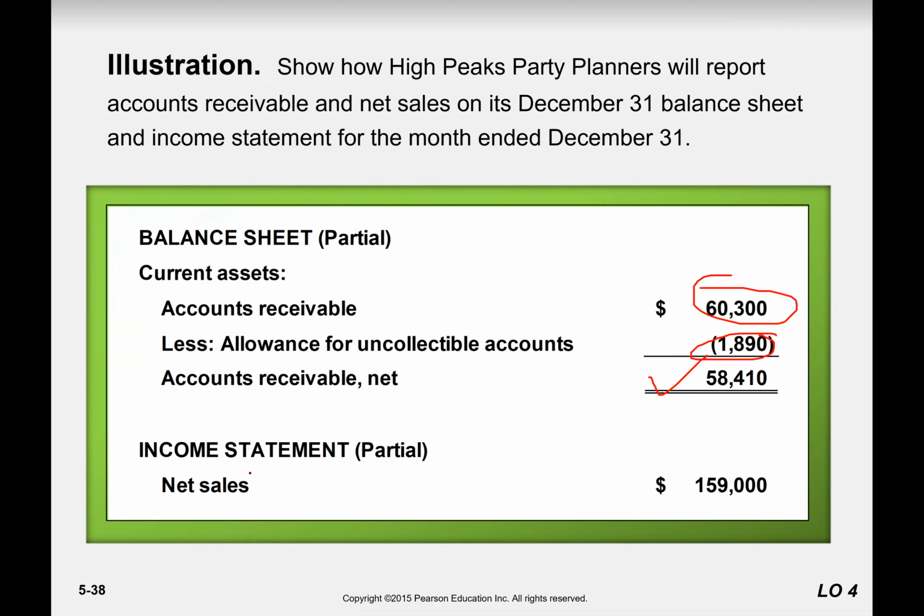And on the income statement, it doesn't affect our sales. That 1% of sales and all the stuff belongs to uncollectible expenses. It has nothing to do with our sales. So sales remain the same. Marilyn, did I answer your question?